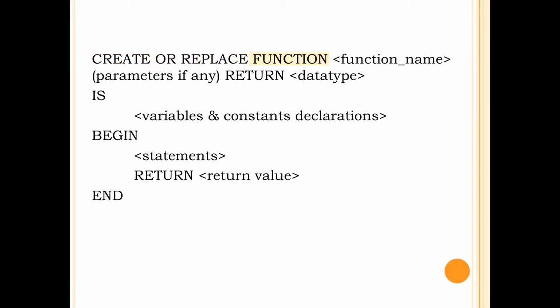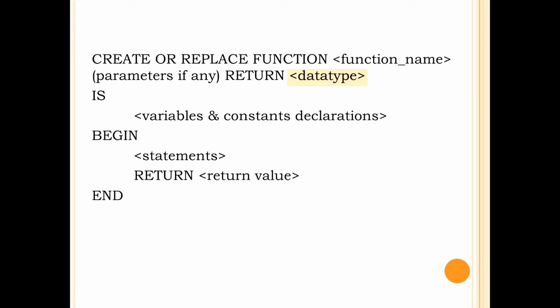Next is the FUNCTION keyword, which tells the compiler that we are going to create a function. It is followed by the name of the function, along with the parameters within the brackets, if there are any. If there are no parameters, then there will be only the function name, and no brackets. Next we have to specify what the function will return, using the RETURN keyword. The RETURN keyword is followed by the data type the function will return.